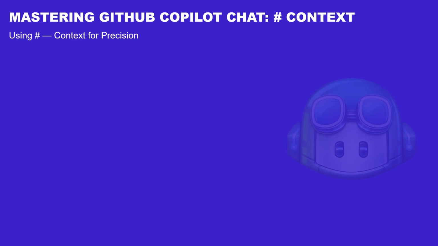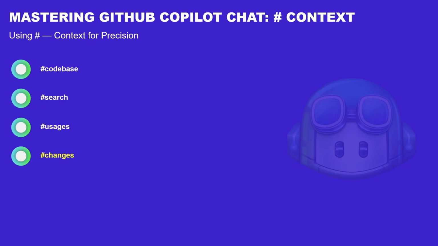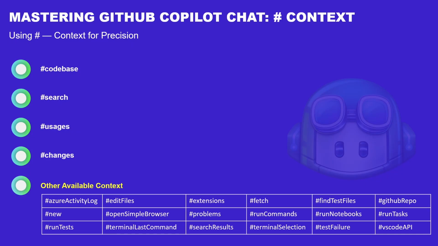Before we jump into the examples, let's first walk through the most commonly used context tags. Codebase gives Copilot context of your entire project. Search helps you quickly find functions, classes, or keywords. Usage shows where something is being used across your code. Changes reviews uncommitted edits in your project. In addition to this, Copilot supports several other contexts for specialized tasks.